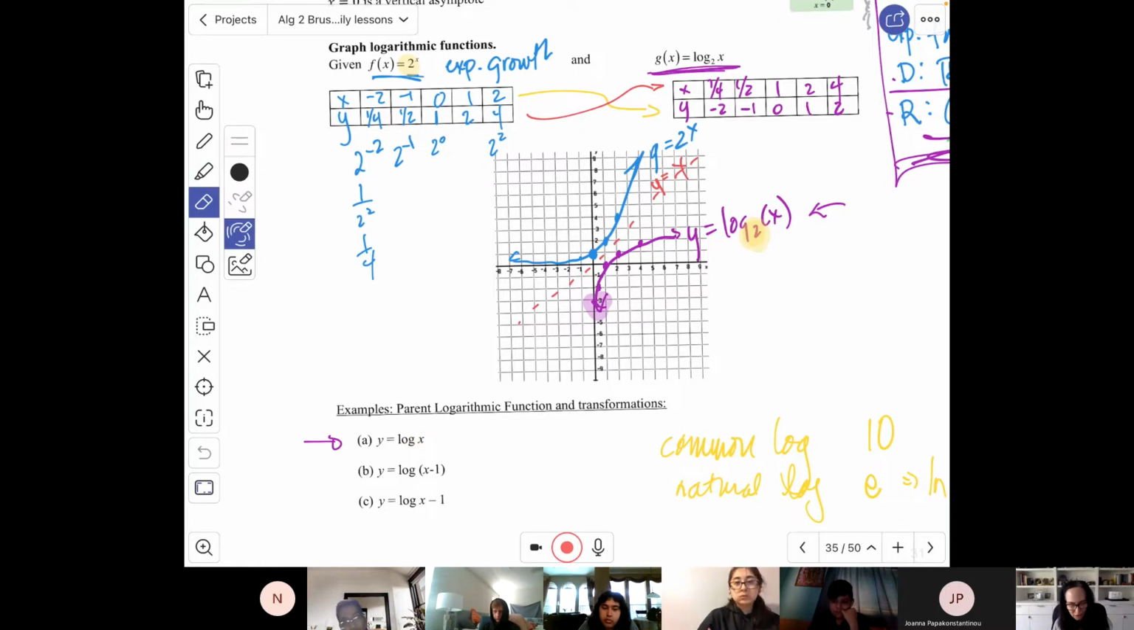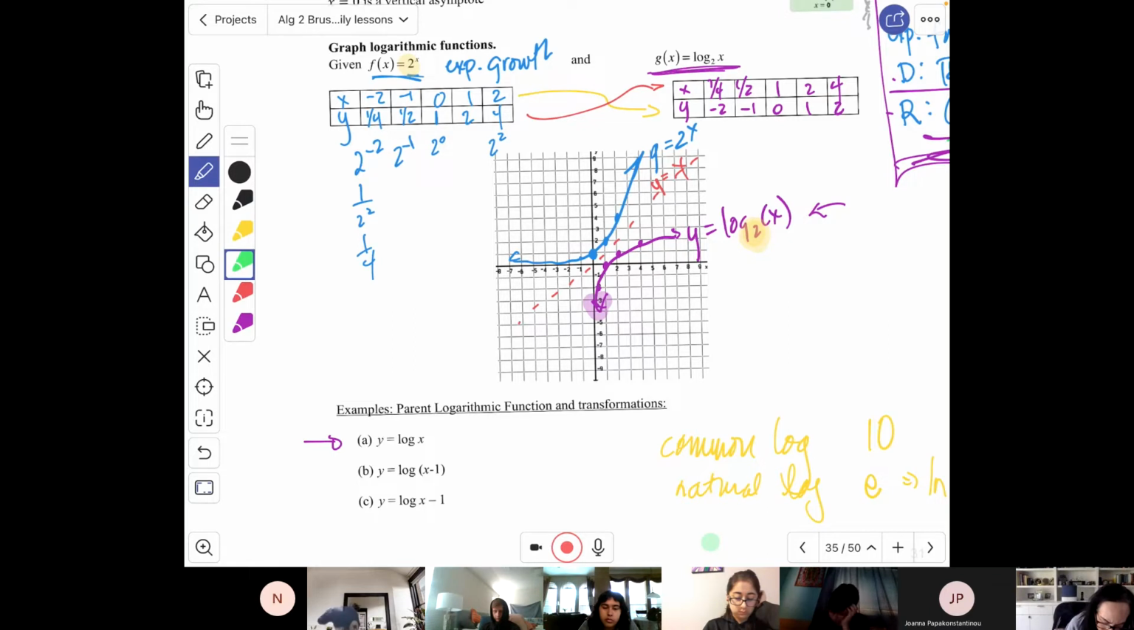All right, so here's our parent, log of x. What I want to focus on here is the transformations, because I told you these transformations apply to every function, so it applies to logarithmic functions. Can you describe the transformations made to this parent here? What am I doing to this graph here to get this? How would you describe that?